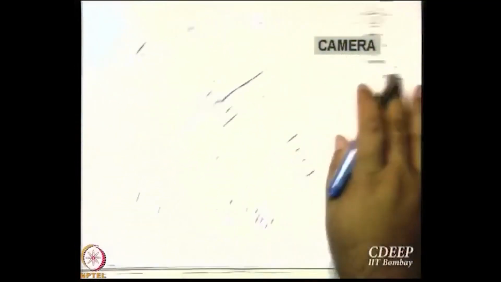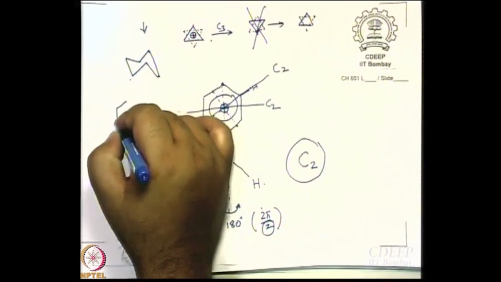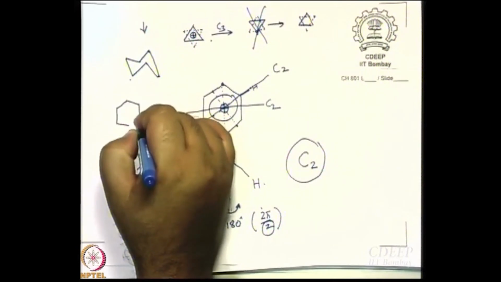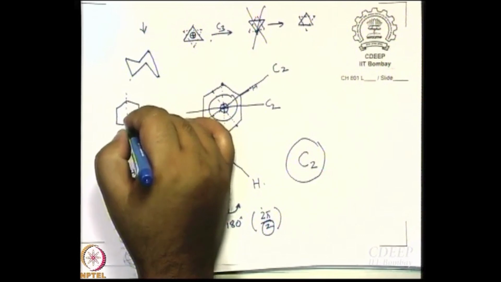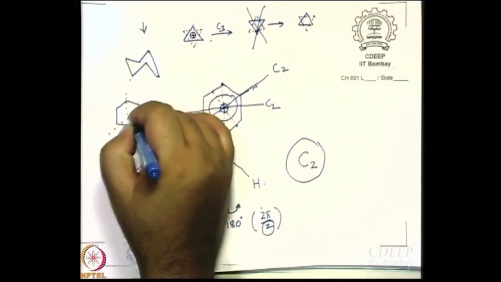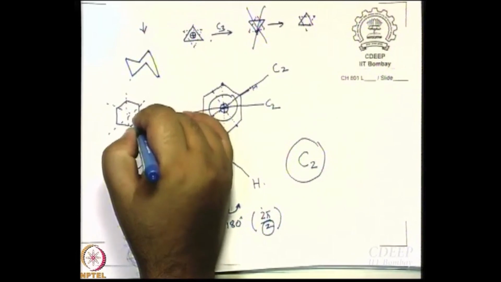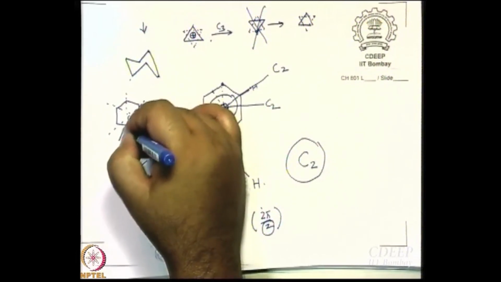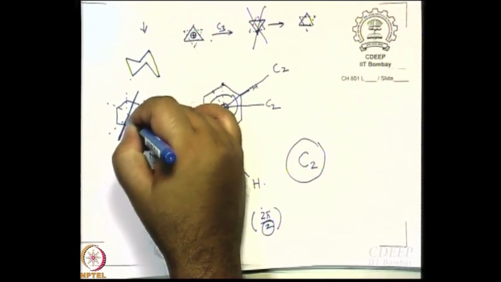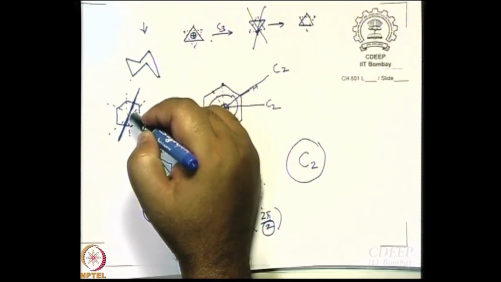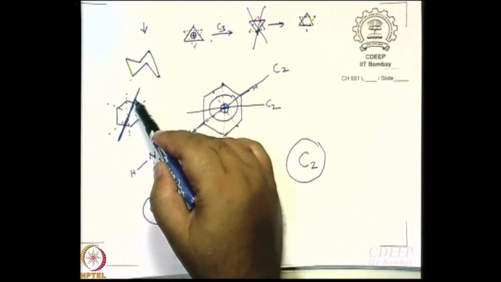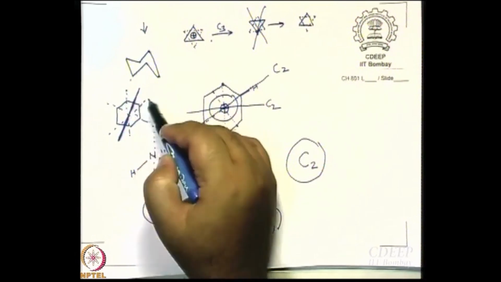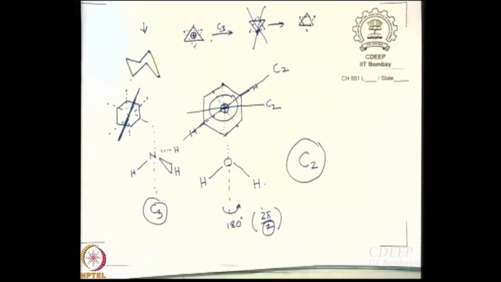So, let me just draw it afresh. This is one C2 axis, this is another C2 axis, this is third C2 axis, right? Now think of this plane like this, right? Perpendicular to the plane of the molecule. Doesn't this plane bisect the angle between this C2 axis and this C2 axis? It does, right? So in this case, it is called a dihedral plane. Okay.